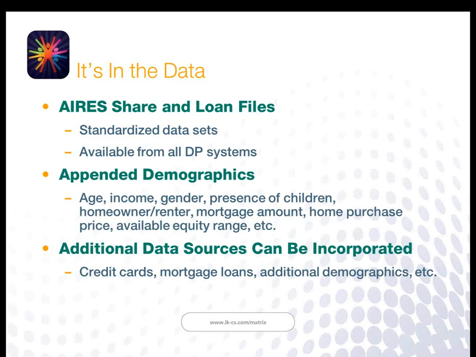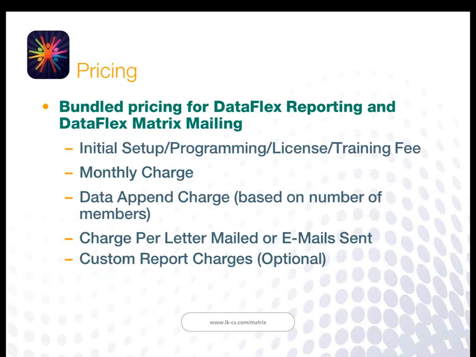So, if you have data from your own MCIF system, if you want to purchase data from the credit bureaus, if you want to add data from any third-party credit card companies or mortgage servicers or anything like that, we can add that information into this and make that part of both the matrix campaign criteria, or the DataFlex reporting. So we do bundle the pricing for DataFlex reporting and DataFlex Matrix mailings. That provides a significant discount over purchasing either one separately.